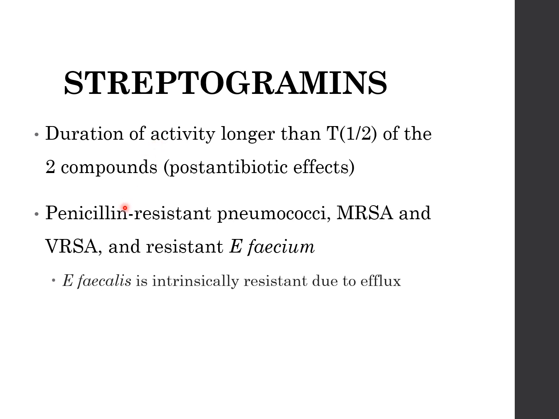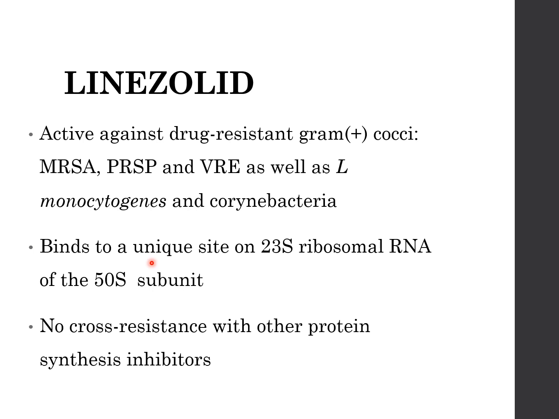Streptogramins have a longer half-life and exhibit post-antibiotic effects. Penicillin-resistant pneumococci, MRSA, VRSA, and resistant E. faecium are what this drug can treat. E. faecalis is intrinsically resistant due to efflux of the drug. Linezolid is active against drug-resistant gram-positive cocci like MRSA, PRSP, and VRE, as well as Listeria monocytogenes and Corynebacteria. It binds to a unique site of the 23S ribosomal RNA of the 50S subunit. Linezolid has no cross-resistance with other protein synthesis inhibitors.